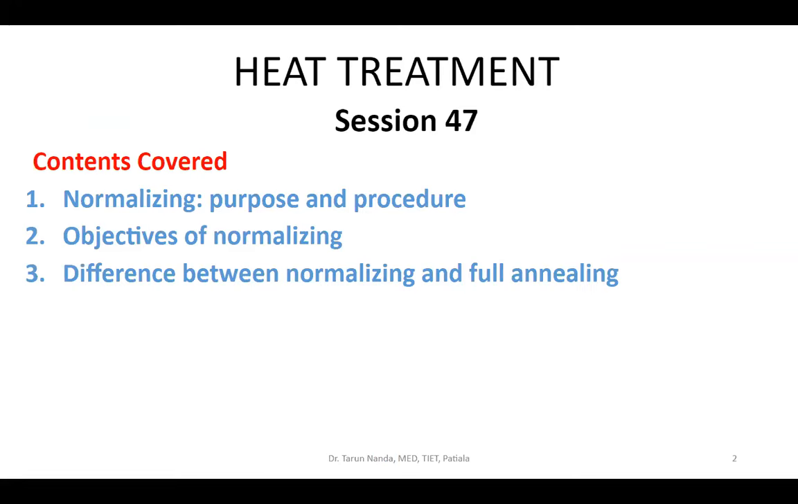We'll talk about this heat treatment process, which is called normalizing. We'll try to understand what is its purpose, what are the main objectives of giving normalizing heat treatment to any steel, and then what is the procedure followed. And finally, we'll try to see what are the main points of difference between the process of normalizing and that of full annealing.